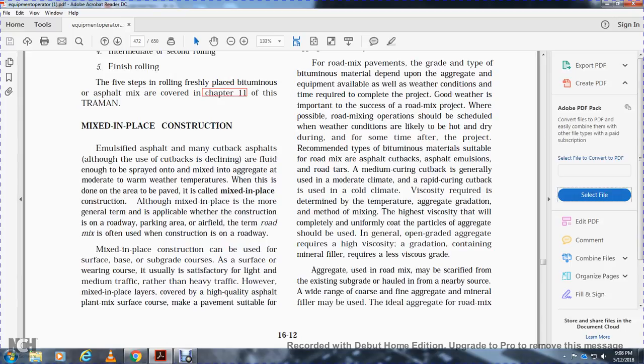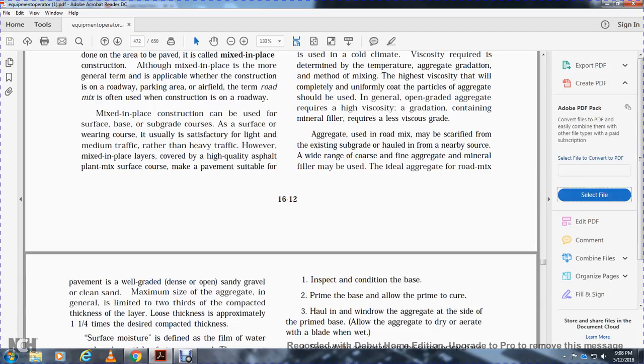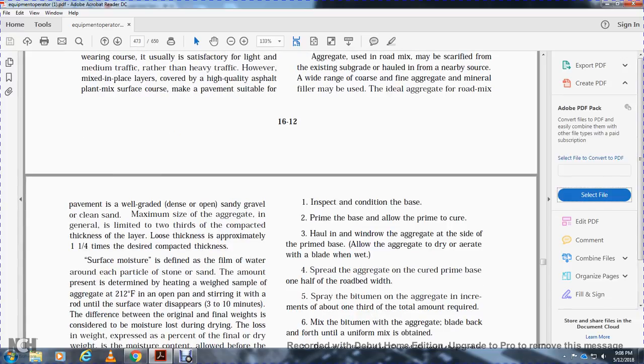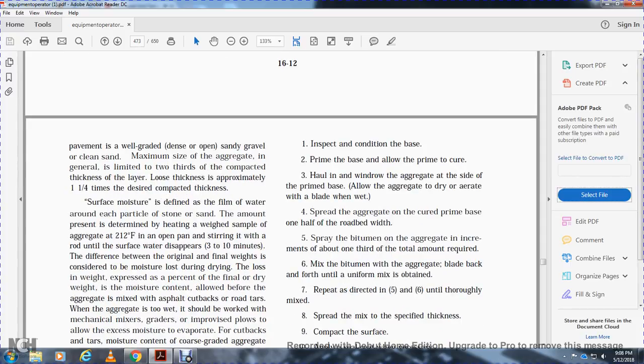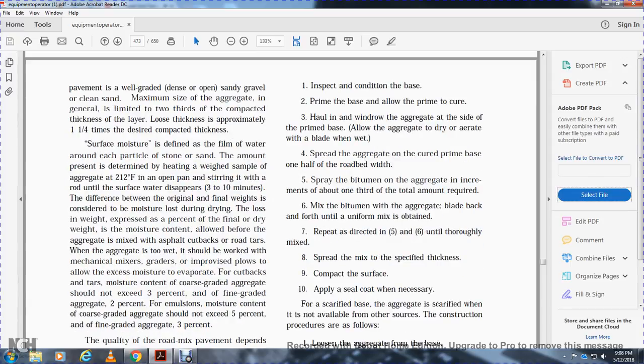Aggregate used in the road mix may be scarce, so use the existing subgrade with a nearby source of wide range coarse and fine aggregate with mineral filler, which may be used with the ideal gradation for the road mix. Pavement aggregate is well graded, dense, open sand gravel with a clean shovel. The maximum size of the aggregate is generally limited to two-thirds of the compacted thickness of the layer. Loose thickness is approximately 1/4 more than the desired compacted thickness.